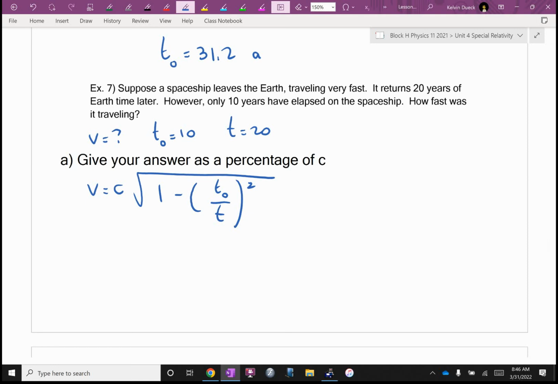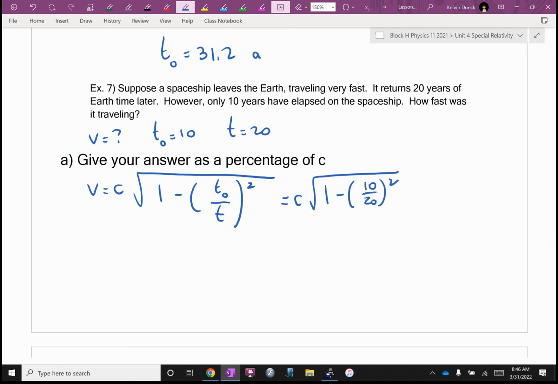We're going to leave the letter c as a c. I'm not going to put in the 3 times 10 to the 8th. I'm just going to leave it like that. And I'm going to go square root of 1 minus (10 over 20) all squared. And I'm just going to evaluate the square root. So go to your calculator now.